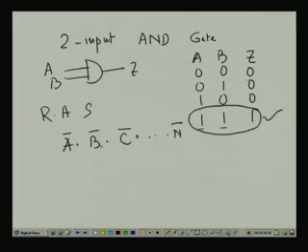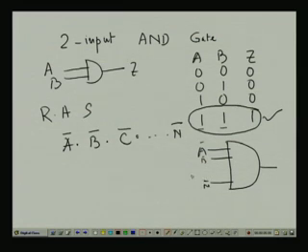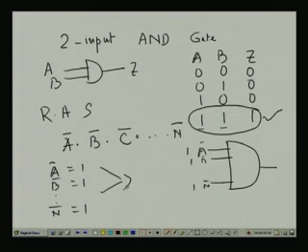So, if this is an n input AND gate, then all the inputs should be 1, and what are the inputs? A bar, B bar, n bar. So, that means all of these inputs should be 1. Now, if this becomes 1, that means my A bar should be 1, B bar should be 1, similarly my n bar should be 1, and what does it imply? This implies my A equal to 0, B equal to 0, and similarly my n equal to 0.